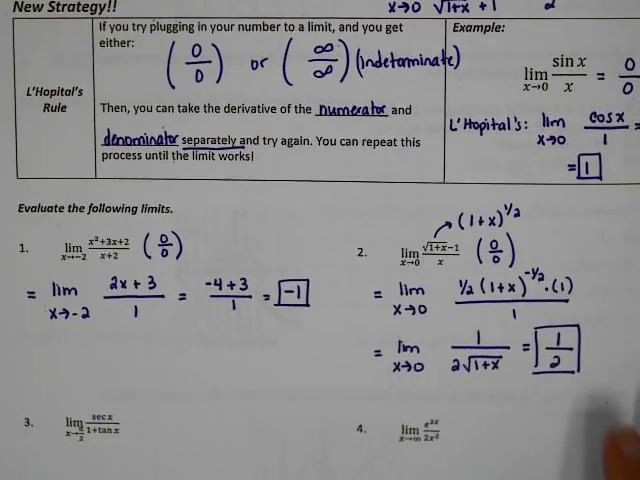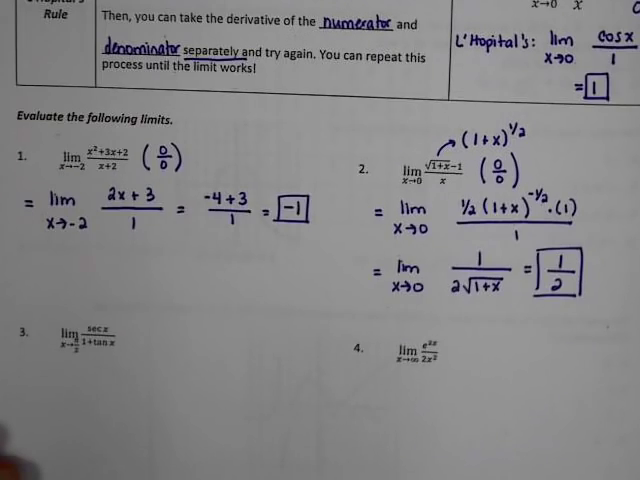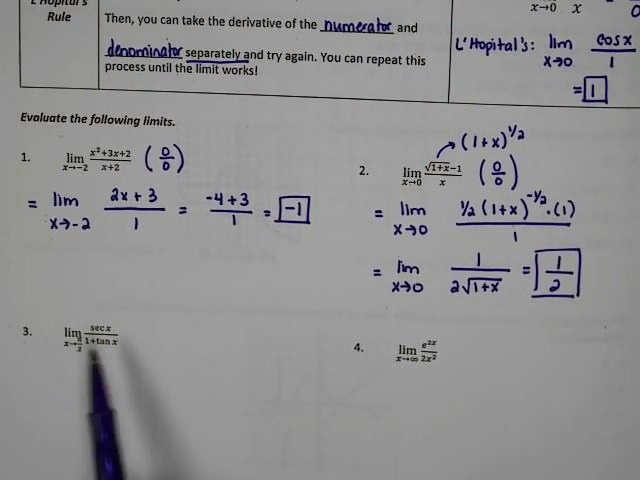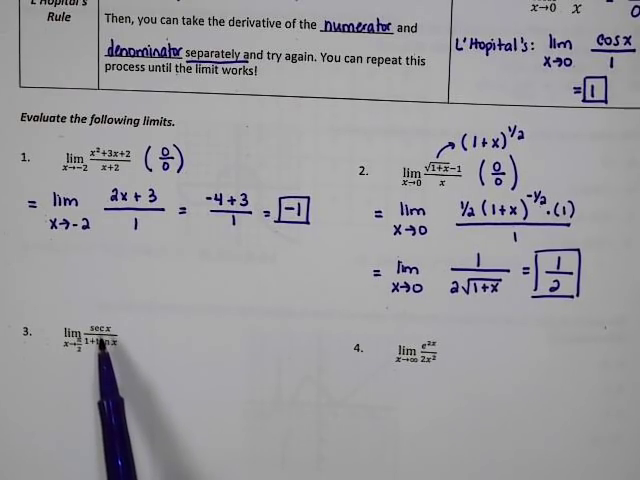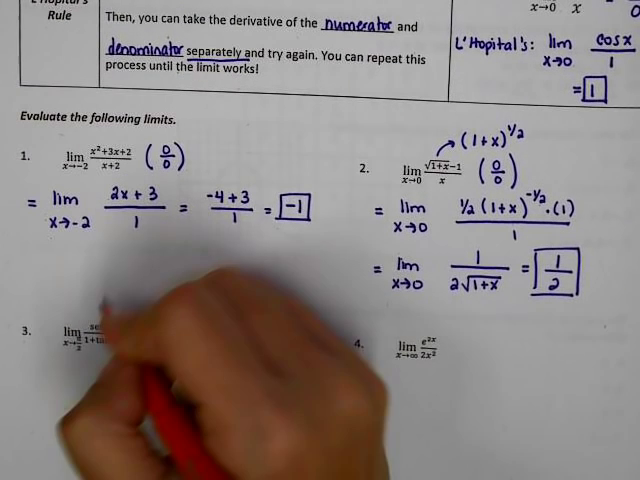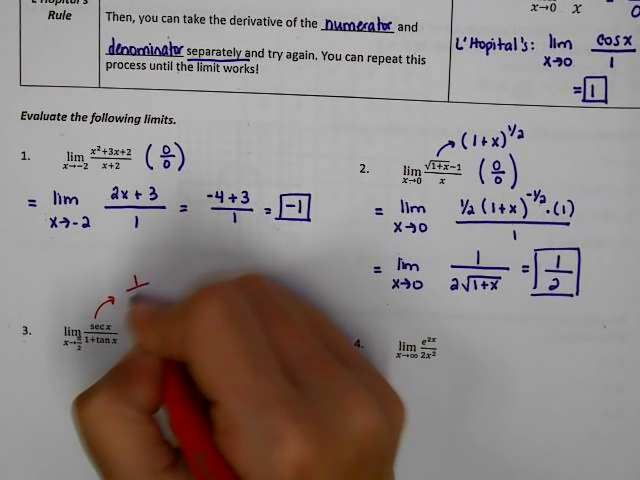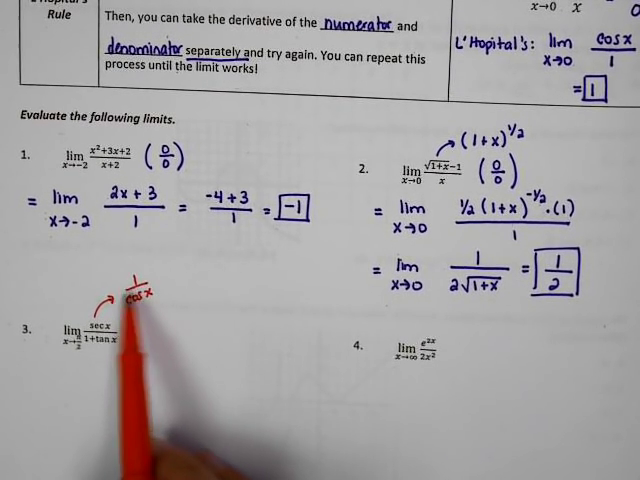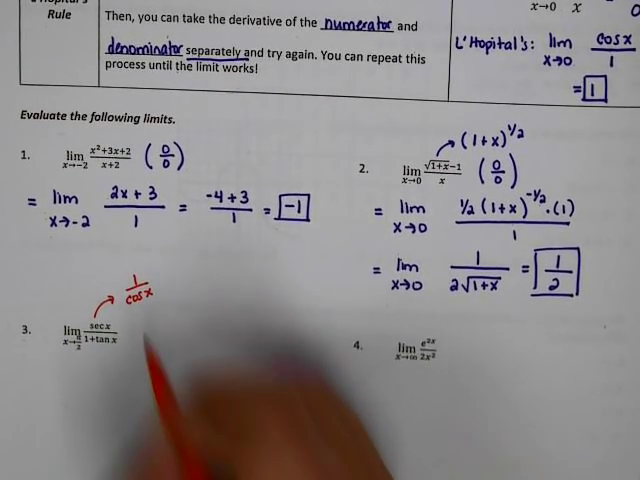Let's take a look at a couple examples where in the past we wouldn't have known what to do because there is no algebra that will help us. So if I look at number 3, I can't really plug in pi over 2 because secant, which is 1 over cosine, just as a brief review, if I plug in pi over 2, I get 1 over 0. So that's going to be undefined.